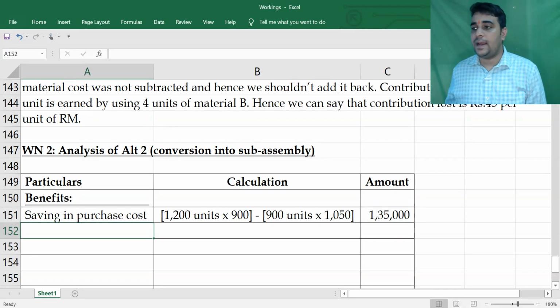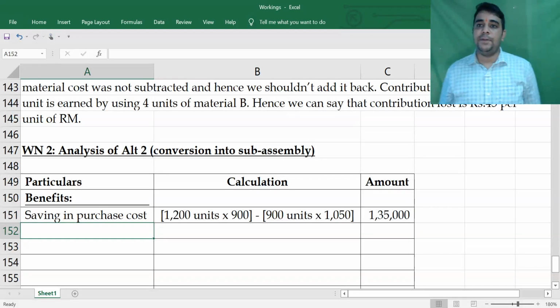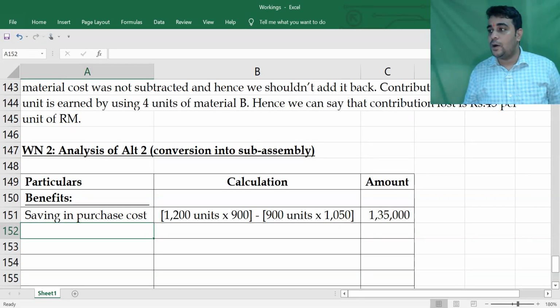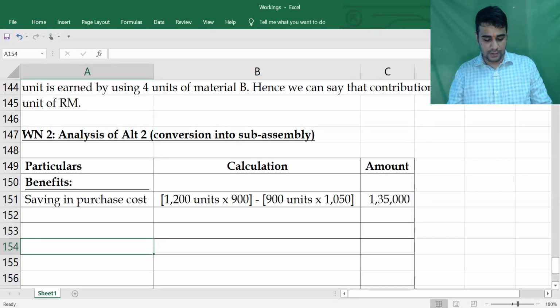Net saving of some 1,35,000. That's the benefit of converting this product into a sub-assembly. Converting this product into a sub-assembly, you will have a net benefit of 1,35,000. Maybe 2 lines gap. Costs, if at all any other benefit is there.